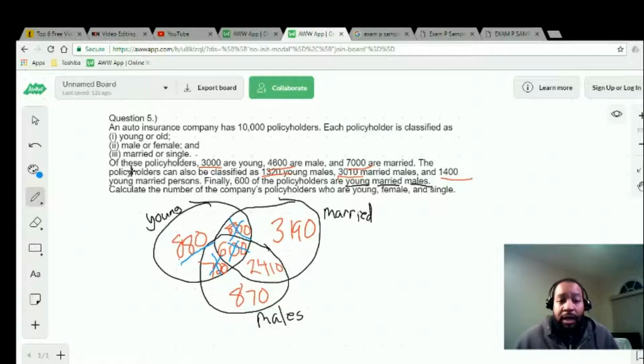The young is everything. That's this 3,000 people. But we want female. So that means we can't have this 600 because that is comprised of males. We cannot have this 720 because that's also comprised of males. So at this point in the question, we're looking at this 880 plus this 800. We've looked at young and we've looked at female. Now we need to look at single. These 800 people are married. So we have to cross that out as well, and we're left with 880 for our final answer.